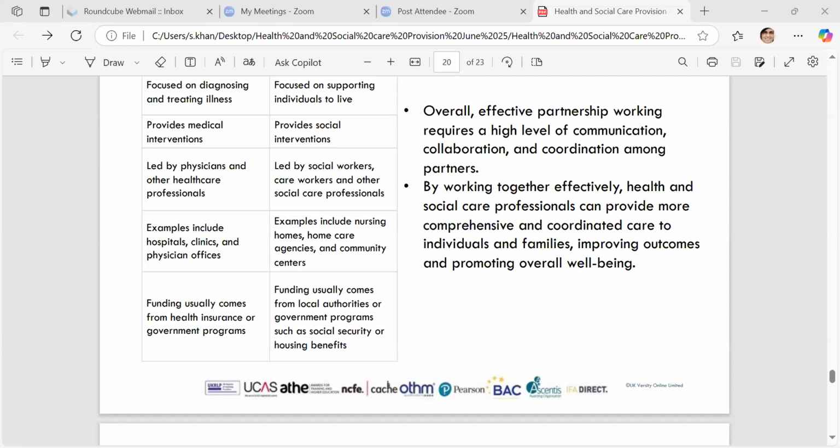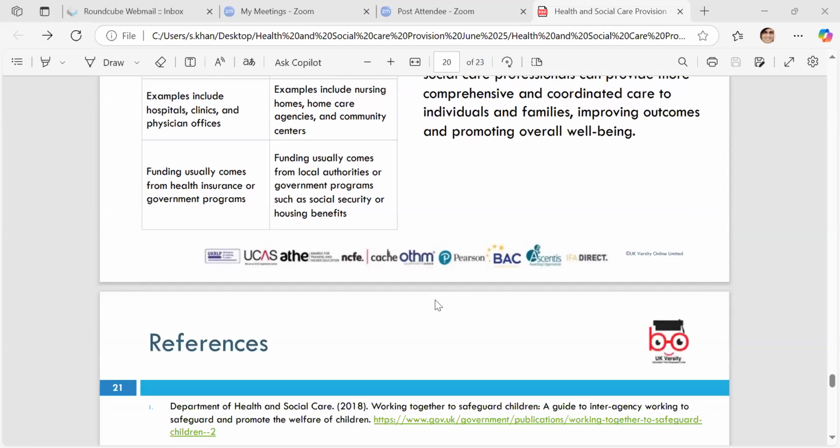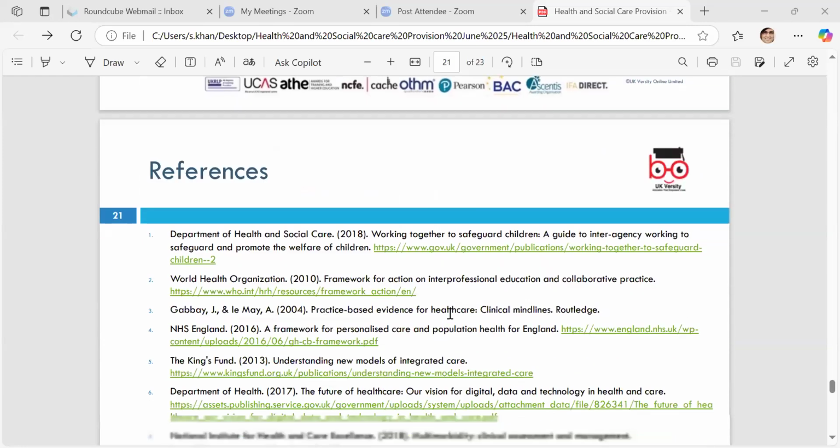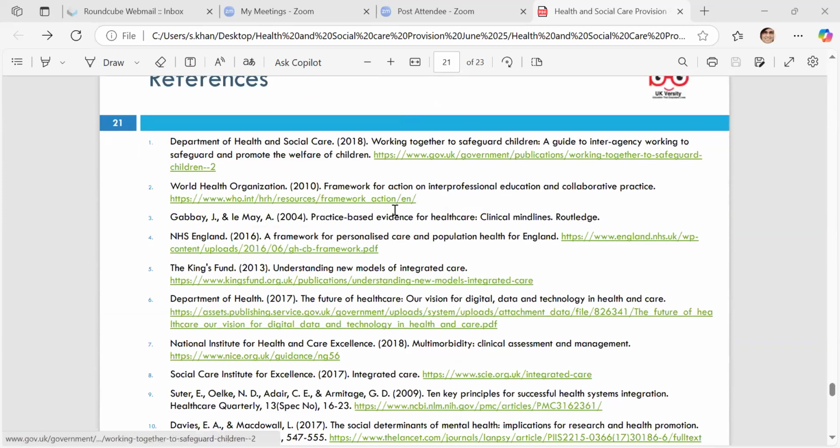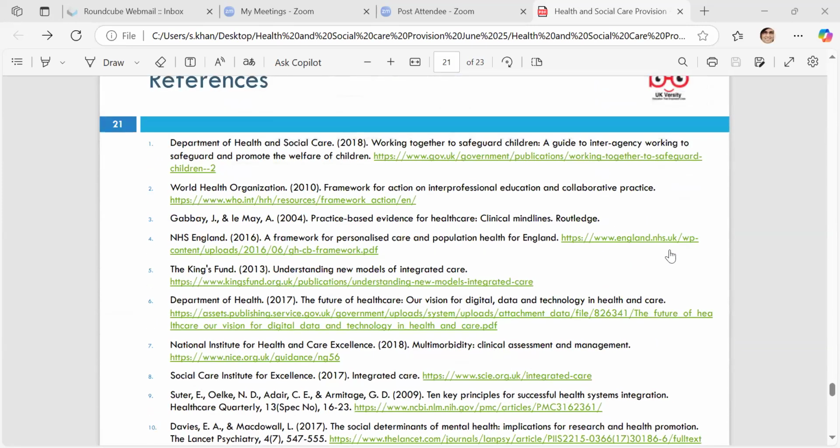So if someone's suffered from a stroke, for example, they'll get medical treatment, and then assistance with daily living. So the health care would be the medical treatment, and the assistance would be the social care. So they have to work together, like we said, because it's really about improving the well-being of the individual. So we've finished Learning Outcome 2 now. These are the references used for the session.